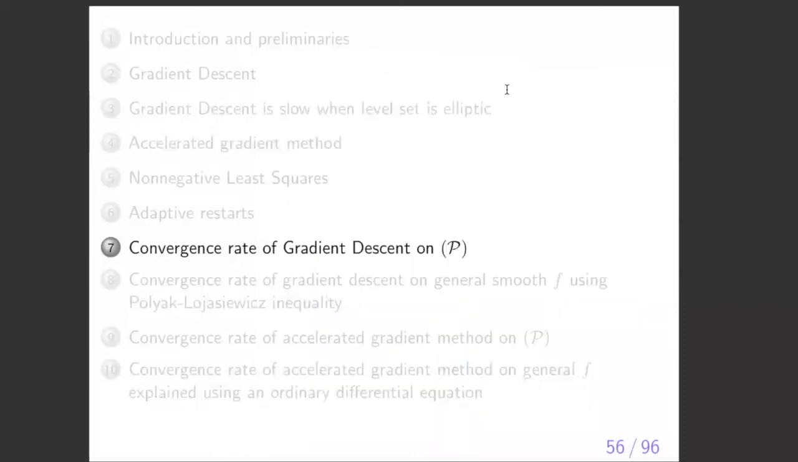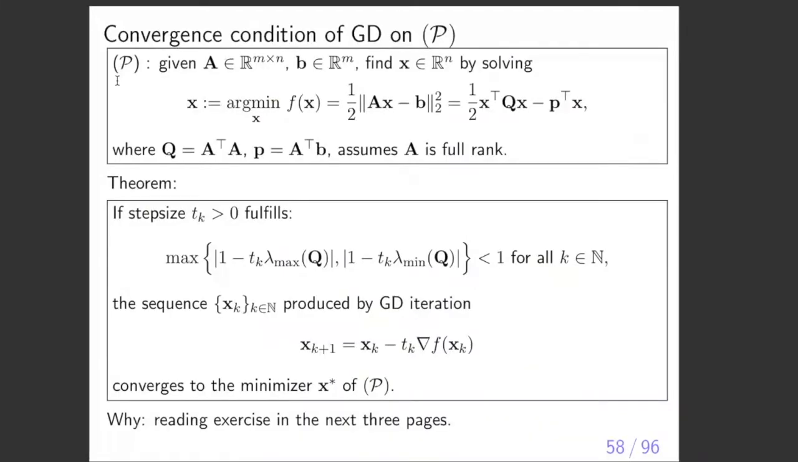In order to understand the acceleration, we need to understand the convergence of the unaccelerated method. So we will first look at the convergence of gradient descent on P. So this is a problem P. Here we consider a simple version that is without the constraint. If there is a constraint, the whole theorem stays the same. You just need to tune somewhere a little bit, but the idea stays the same.